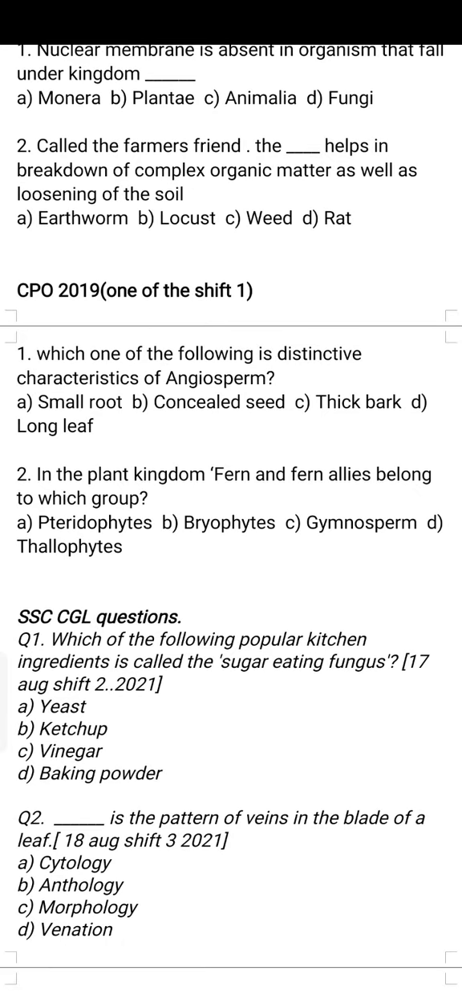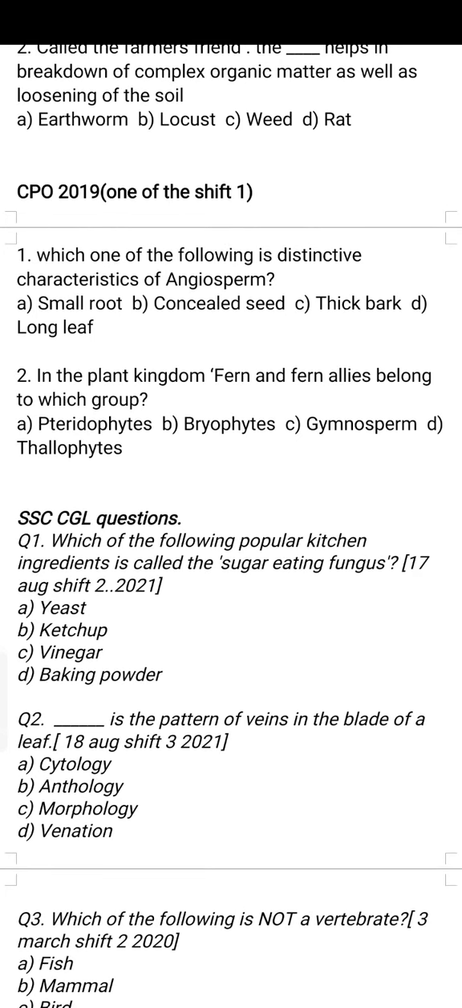Now in the CPO 2019 sheaf, one of the sheaves which have two questions: which of the following is a distinctive characteristic of angiosperm? If you have seen the chart which I have provided, the most important characteristic of angiosperm is the enclosed seed or concealed seed. Hence, the right answer is option number B. And in question number 2: in the plant kingdom, fern and fern allies belong to which group? This came directly from the plant kingdom. The right answer is that ferns and fern allies belong to pteridophytes.